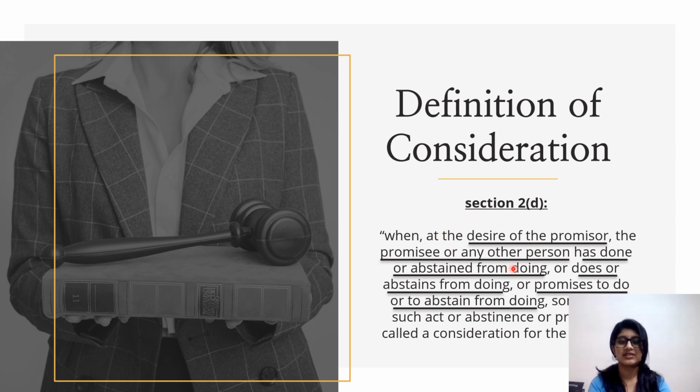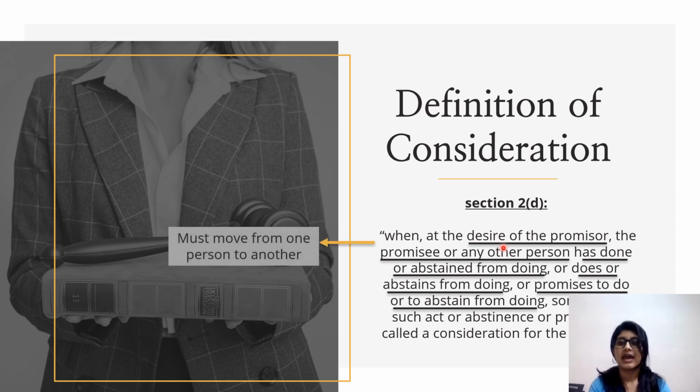So we're seeing several things over here. First of all, it has to be at the desire of the promisor, right? It must move and it must be done by the promisee or by any other person. So one, it is at the desire of the promisor, and the other point you can take is that it has to move from one person to the other.